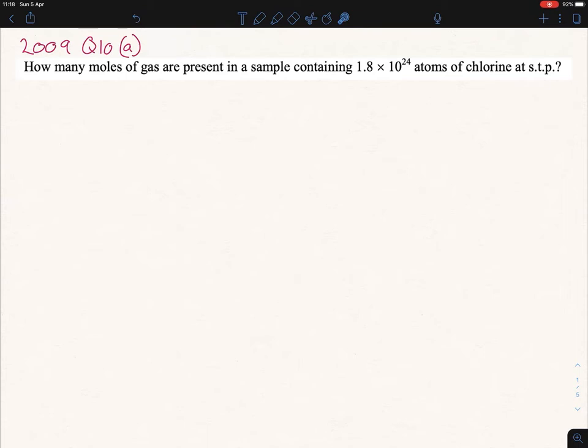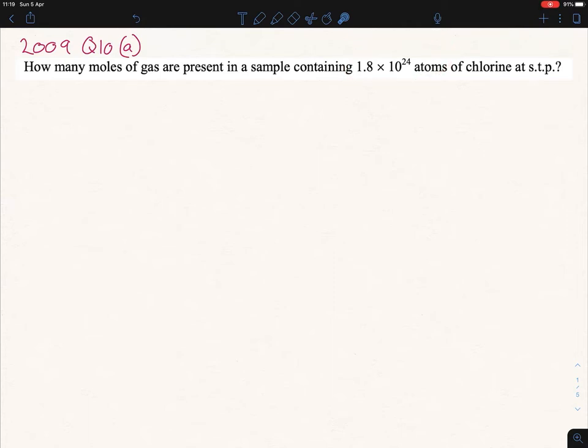Generally, if I see STP and I see gas, I go to my normal formula, and that is the volume equals the number of moles multiplied by STP. And STP would be 22.4 litres, which you have to learn off. Now, the problem with that is we're not given the volume at all. There's no other information there to give us the volume. But we are given the number of atoms.